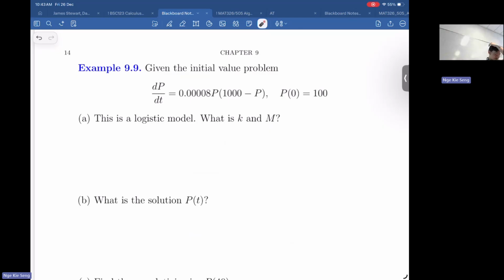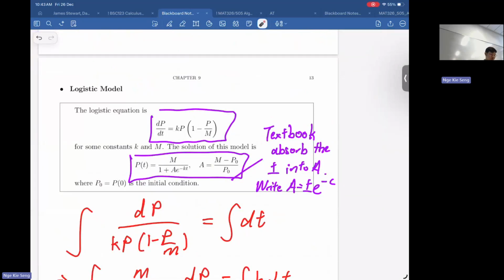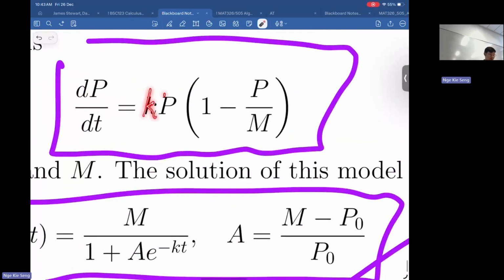Given this initial value problem here, let's try to find what P is. In the end, you want to find P. So how to do it? We need to write it in this kind of form first. This is a logistic problem, right? You need to write it in the form of kP times 1 minus P over M. So you need to find this one here first, which is very important.